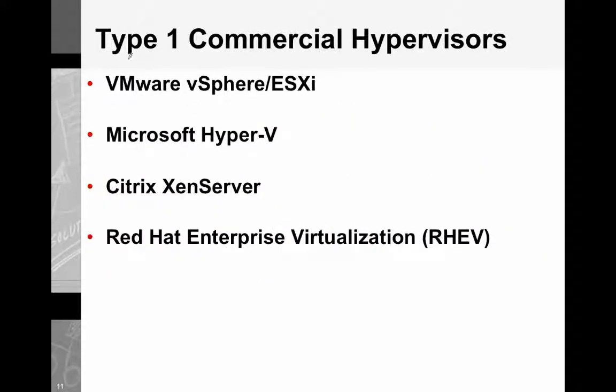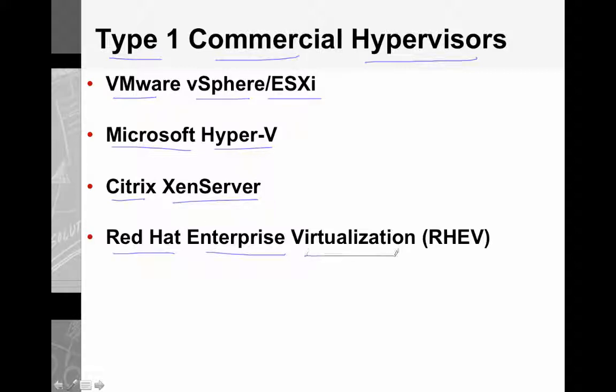In terms of type 1 commercial hypervisors, there are four major ones. That's the VMware vSphere ESXi. There is also the Microsoft Hyper-V. Then there is Citrix XenServer. There is also Red Hat Enterprise Virtualization, RHEV. These are the four major vendors that are there in the marketplace. Many data centers use these commercial hypervisors.